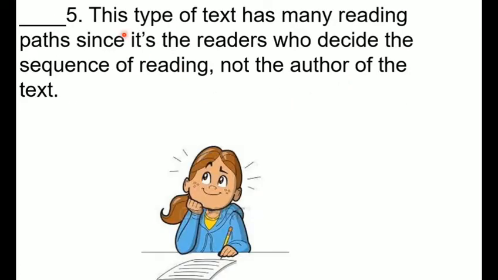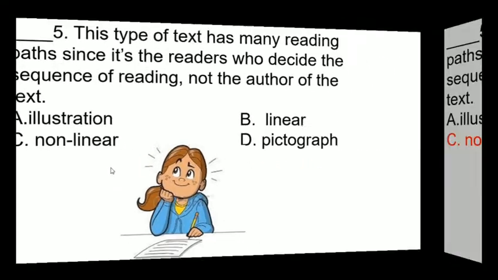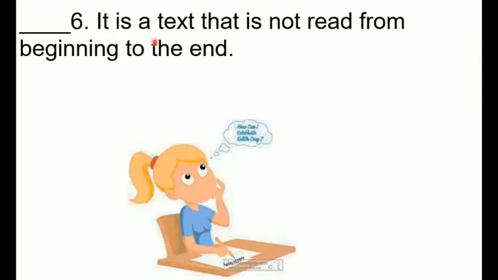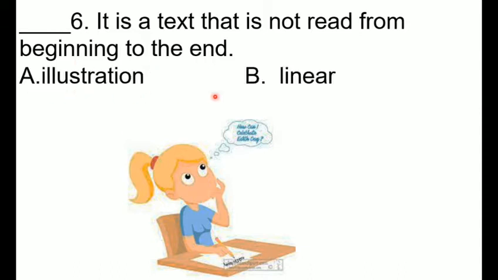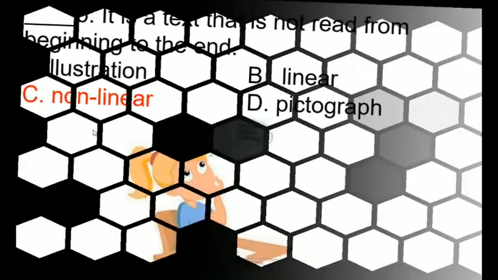Linear. Number 5. This type of text has many reading paths since it's the readers who decide the sequence of reading, not the author of the text. Okay. A. Illustration. B. Linear. C. Non-linear. And D. Pictograph. The correct answer is option C. Non-linear. Number 6. It is a text that is not read from beginning to the end. A. Illustration. B. Linear. C. Non-linear. And D. Pictograph. The correct answer is option C.